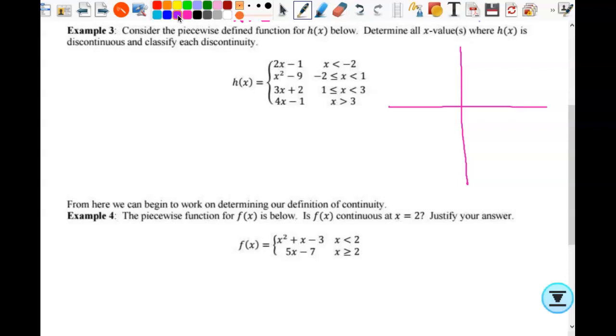So we know that we get this first line, 2x minus 1, only when x is less than negative 2. So I'm just going to do this 1, 2, 3, and 1, 2, 3 here. When x is at negative 2, I know I'm going to have an open circle because it's not less than or equal to. If I substitute negative 2 in here, what do I get? Negative 2 times 2 is negative 4, minus 1 is negative 5. So let's say this is negative 5. So I'm at negative 2, negative 5, open circle.